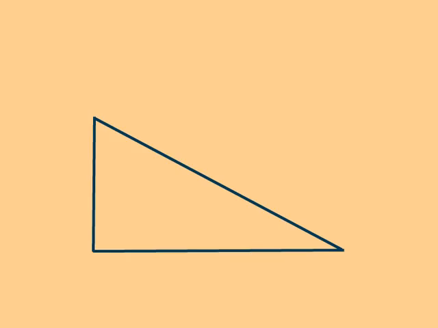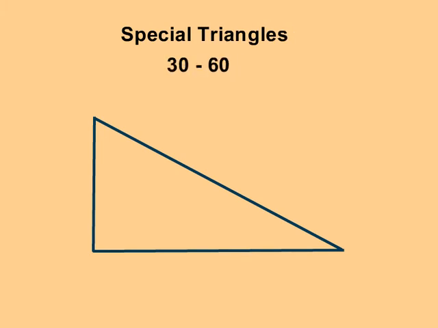There are several repeatable common triangles that show up, and we call these special triangles. The first one is a 30-60, where you have angles of 30 degrees and 60 degrees. In this case, we designate the short side as S. The longer side is determined by multiplying the short side by the square root of 3, and the hypotenuse is arrived at by multiplying the short side by 2.